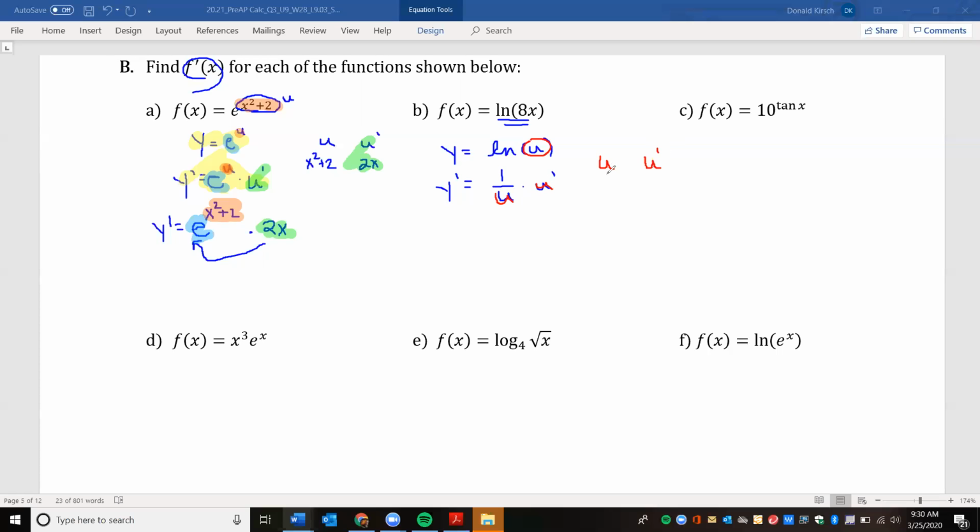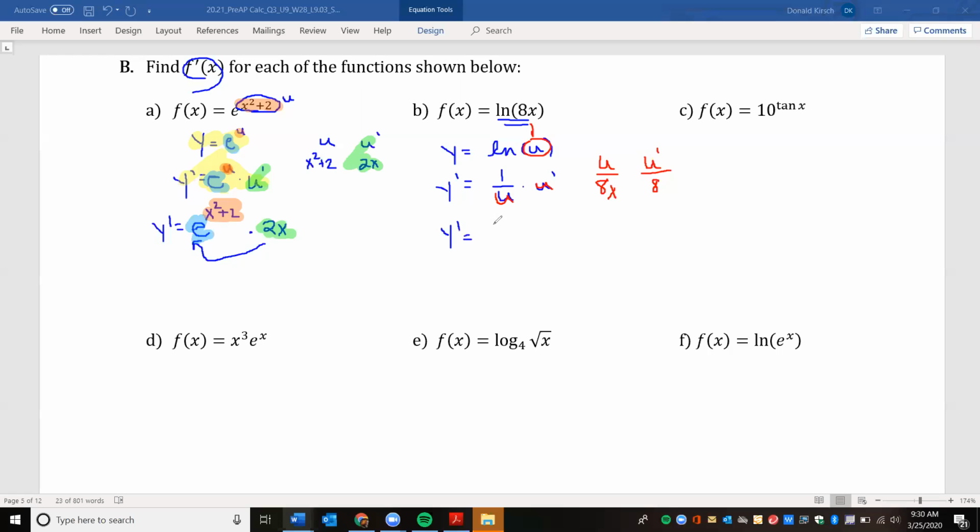So let's find out what u is according to this. All right, u is just the argument, so u is just 8x. And the derivative of that, now I can do that work. That's 8x to the first, bring the 1 down to become an 8. x to the 0 just becomes a 1, so 8 times 1 is just 8. All right, I have everything I need, so now it's just putting this in the correct order.